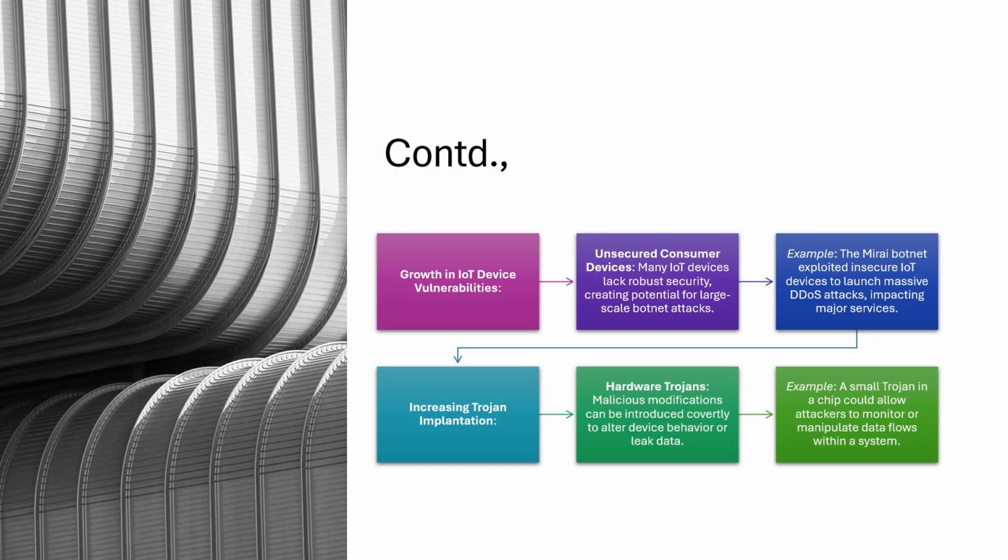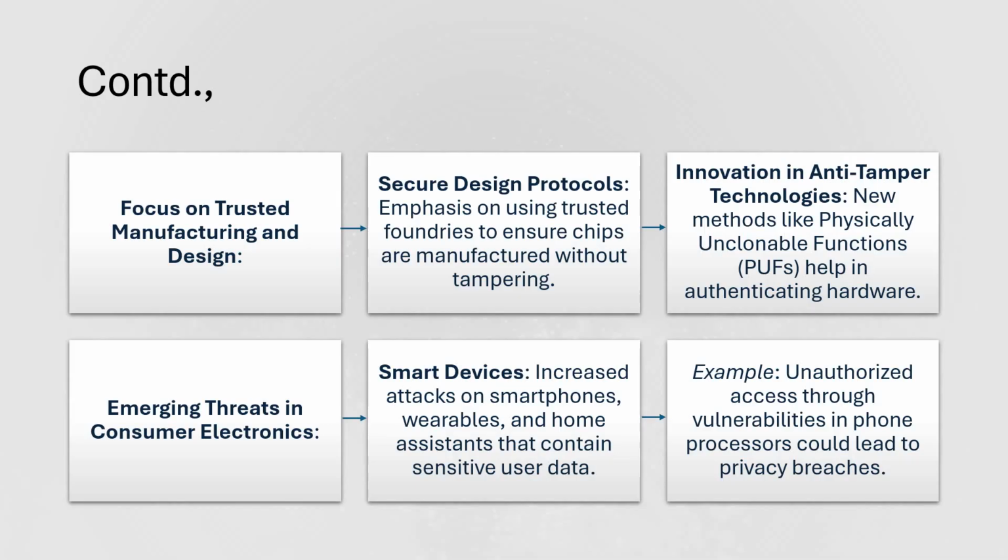And increasing Trojan implantation, that's another very important trouble that we have in front of us. Malicious modifications can be introduced covertly to alter device behavior or even to leak data. You can either alter or leak data, and that's also happening through hardware trojans. A small trojan in a chip can be very dangerous, and it could allow attackers to monitor or manipulate data across the system. So that's going to be a super problem waiting for you.